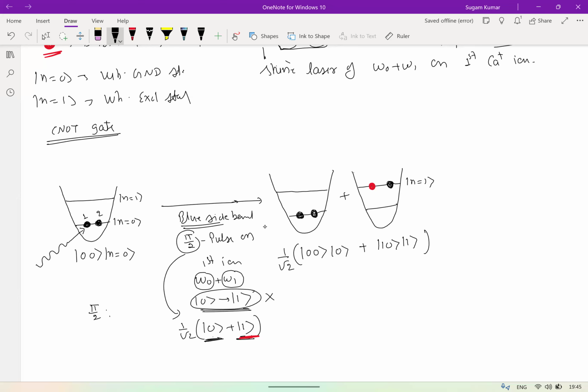Can you think whether this state is a Bell state? This is not an entangled state. I want to create an entangled state. Then what will I do? There's the next step here.